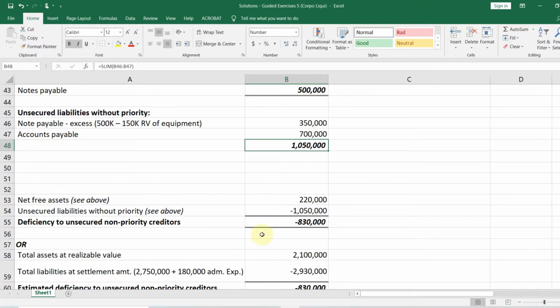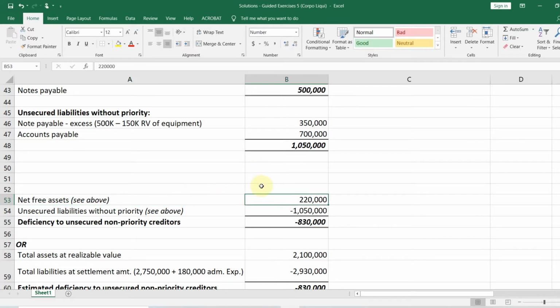Okay? To compute, ito yung estimated deficiency ha. Actually, I have presented this already in the example problem. Okay, you just compute for the estimated deficiency by deducting the total assets at realizable value from the total liabilities at settlement amount. Okay, you just have to add the administrative expense. Okay, so pwedeng ganitong gawin mo. Okay, another way of doing it.